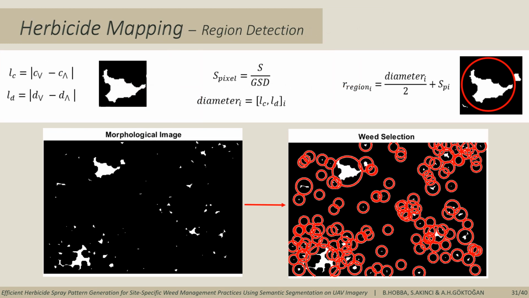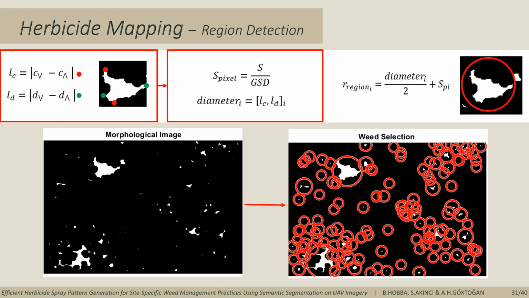The major and minor axis lengths are found for every weed region within the morphological image, converting each weed representation into an elliptical shape. These correspond to the maximum and minimum vertices of the weed. Spray size is converted from a real-life measurement to a pixel-based measurement using the inverse GSD. The radius of the final region is equivalent to half the horizontal and vertical diameters of the regions with the addition of spray size. This method ensures that excess herbicide from spray patterns is not wasted.